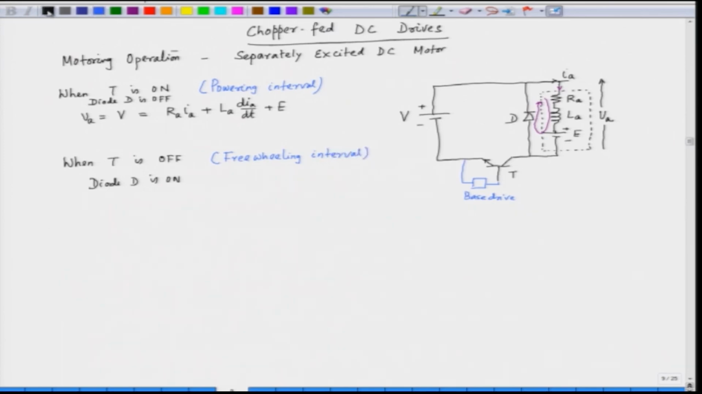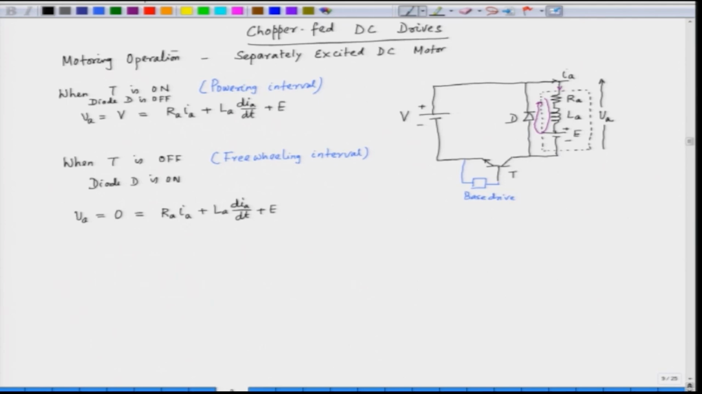When we have the freewheeling, what about the armature voltage? Because it is only freewheeling through the diode, and the diode can be assumed to be an ideal one, the diode drop is equal to 0. So, 0 equals RA IA plus LA dIA by dt plus E. This is called the freewheeling interval.